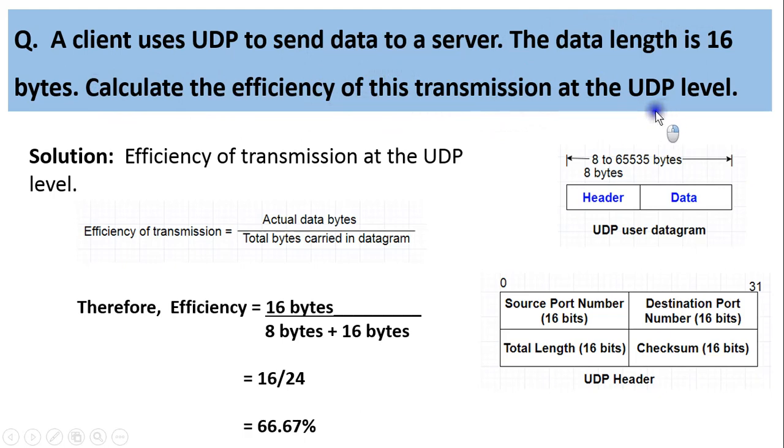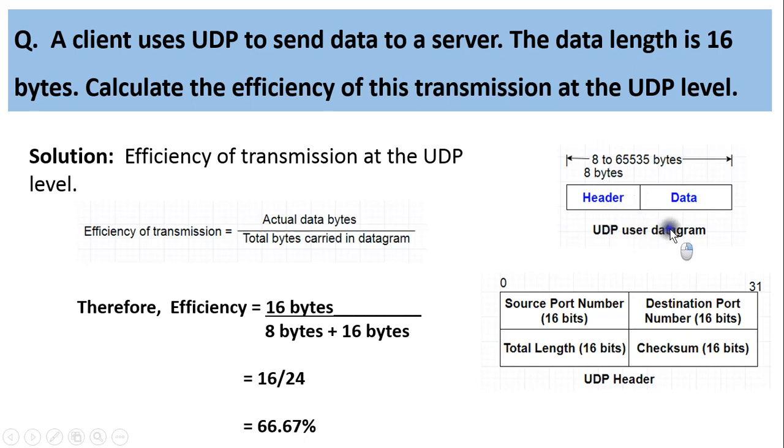Now to solve this example, you need to understand the UDP user datagram structure and the UDP header structure. The UDP header is of fixed 8 bytes and the data is of variable size. The maximum length of the UDP user datagram is 65535 bytes and the minimum length of UDP datagram is 8 bytes because it is mandatory to carry the header in the UDP datagram, because without addresses and the control information the communication cannot be established. So header part is mandatory, it is of fixed 8 bytes.